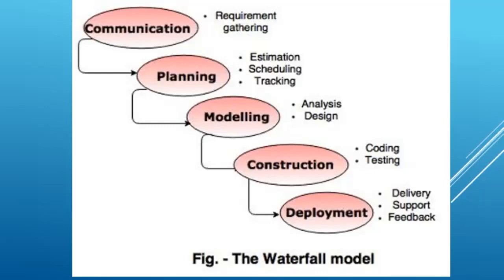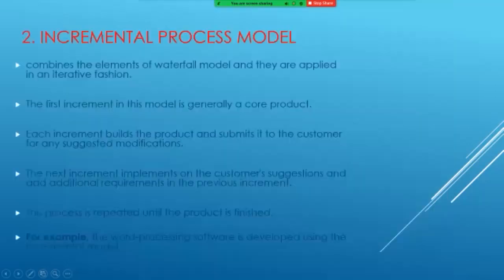This is the complete waterfall model which is used in the software development process. This is the traditional model where we are using 5 phases. Completely, these 5 phases depend on each other.